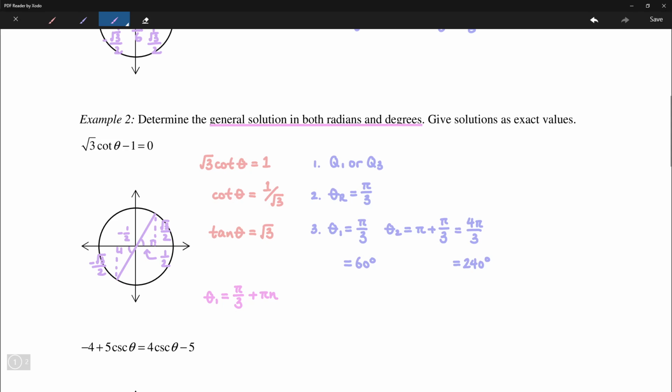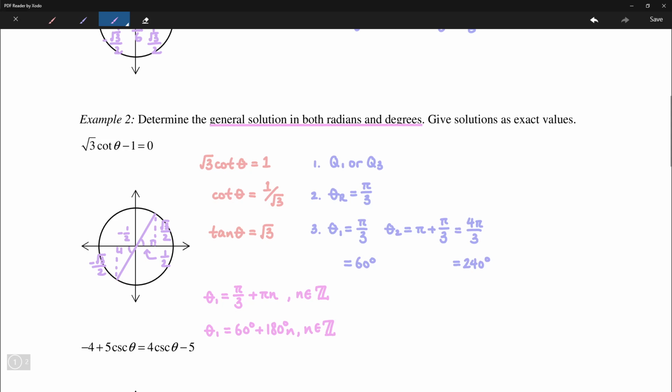And those solutions will, well, the pi over 3 and the next iteration of pi over 3 will be coterminal to each other, and the 4 pi over 3, and then we add 2 pi to that will be coterminal as well. So combining those two statements, we'll have pi over 3 plus pi n, where n is an integer, to encompass all of the solutions. And of course, we can also have the same thing in degrees, and that will be 60 plus 180 degrees times n, where n is an integer.